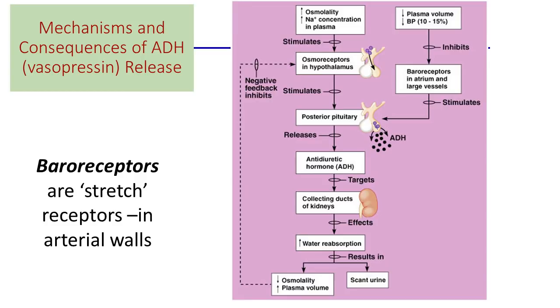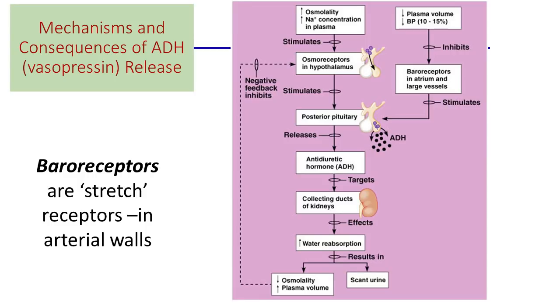As plasma volume increases and blood osmolality decreases, this tells the osmoreceptors in the hypothalamus to stop releasing antidiuretic hormone. That's known as negative feedback inhibition. So this is how we create a homeostatic level of osmolality and blood volume that we require in the body.